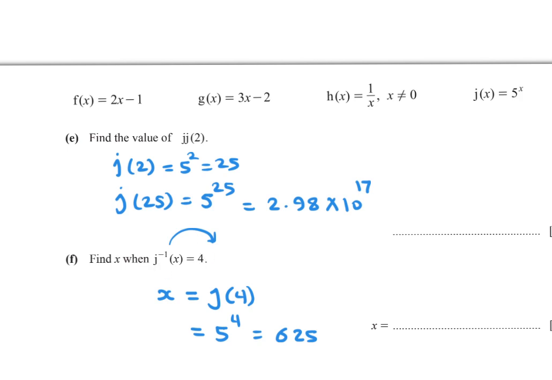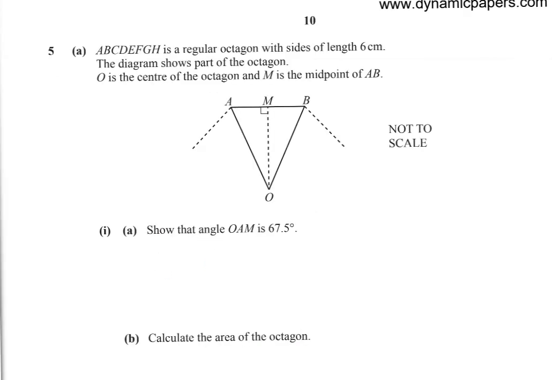Number 5, we have a regular octagon with side length 6 centimeters. The diagram shows a part of the octagon. O is the center of the octagon and M is the midpoint. Show that the angle OAM is 67.5. How to find this angle?